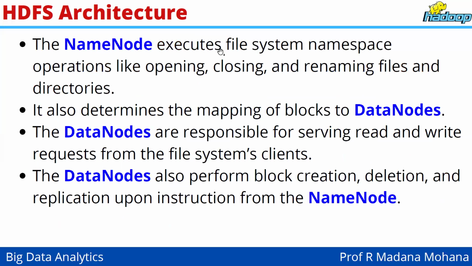HDFS exposes a file system namespace and allows user data to be stored in files. The name node also executes file system namespace operations like opening, closing, and renaming files and directories. It also determines the mapping of blocks to data nodes. The data nodes are responsible for serving read and write requests from the file system's clients. The data nodes also perform block creation, deletion, and replication upon instruction from the name node only, through communication from the name node only.